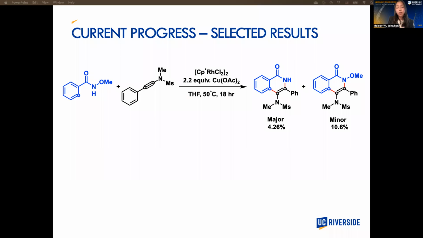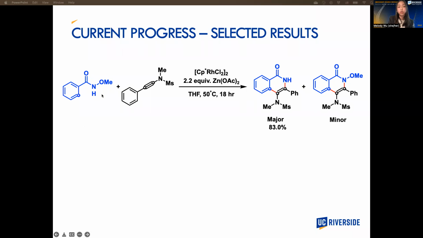Following that, we replaced silver with copper, and that gave us about 4.26% NH product and 10.6% NOMe product. This condition actually gave us another very interesting molecule that became a target molecule of mine, which I will go into in the next few minutes. We also tried this reaction with zinc, and zinc actually gave us 83% yield of the NH product. Since this condition worked so well, we decided to try it with different benzamides.